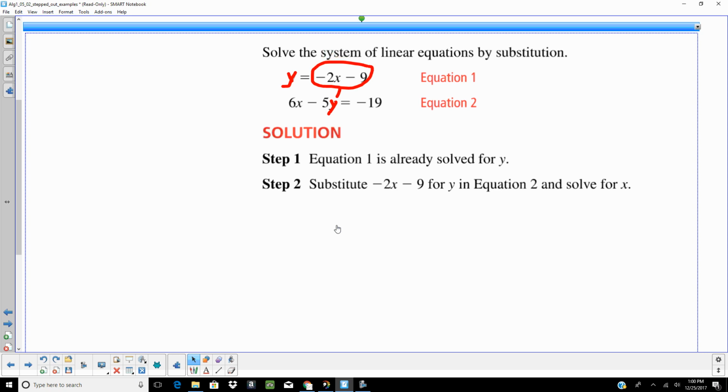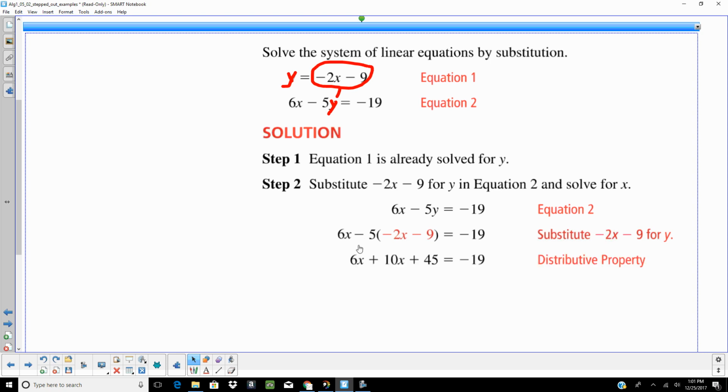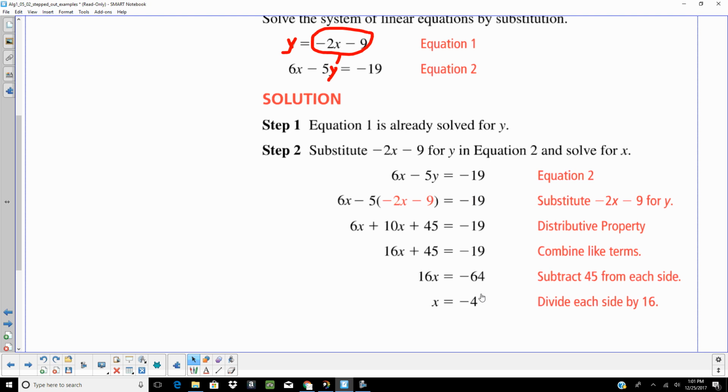So when I do that, I start with 6x minus 5y. I'm going to take out that y, and I'm going to put in negative 2x minus 9. And what you notice is I've got one equation with just one variable. We spent a lot of time, semester 1, solving. So I'm going to solve for that x. I distribute, combine my x's, subtract 45, divide by 16, and I get x equals negative 4.